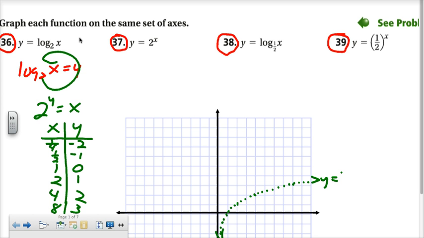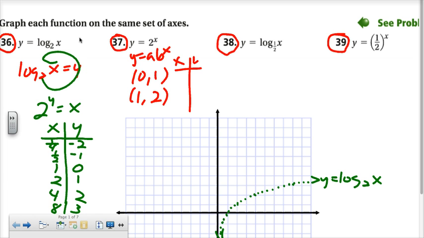So this is y equals the logarithm base 2 of x. And now in 37, we have that format of y equals a times b to the x that we like. So we have 0, 1 as a point, 1, 2 as a point. And again, you might just think of a couple of these in a table, but remember, logarithms are what reverse the x's and the y's, not any of our growth formulas. We've been graphing these all along.